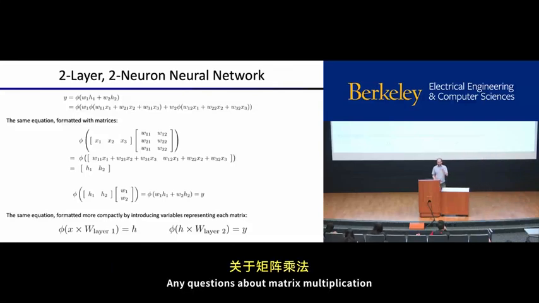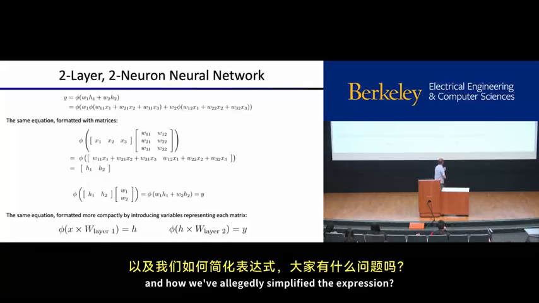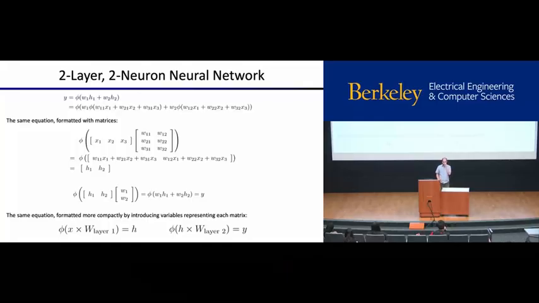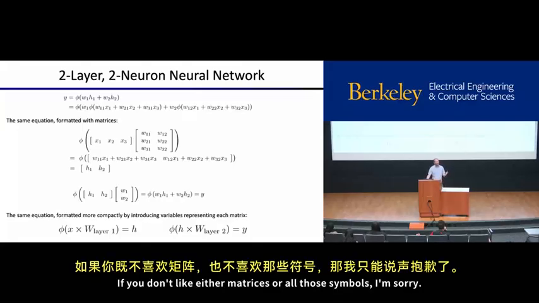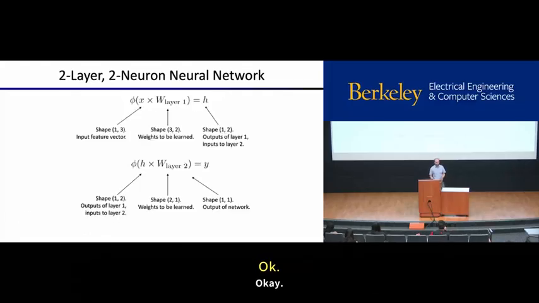Any questions about matrix multiplication and how we've allegedly simplified the expression? Okay. If you don't like either matrices or all those symbols, I'm sorry.